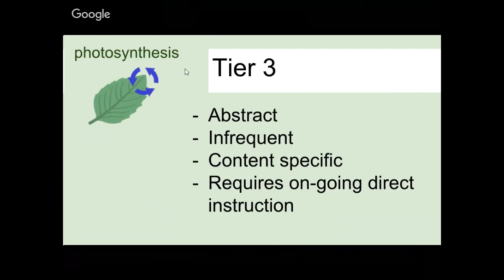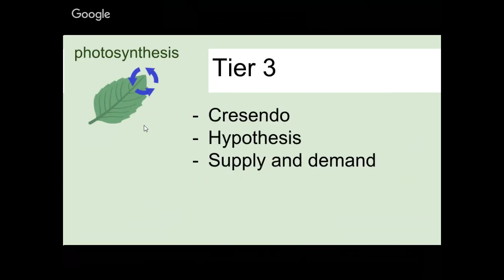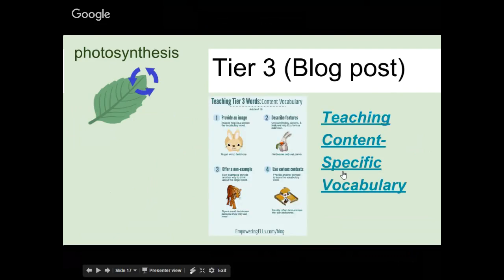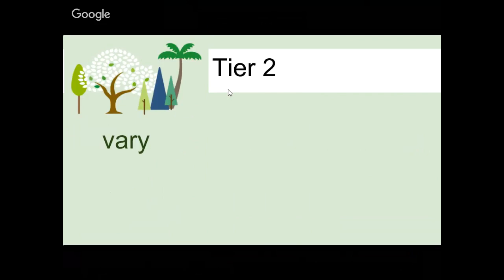It takes the science teacher and the English teacher time to teach photosynthesis over several days and through several examples. Other words are crescendo, hypothesis, supply and demand. These are all tier 3 words because crescendo happens in music, hypothesis happens in science only, and then supply and demand only happens in humanities and economics. In Article 18, teaching context-specific vocabulary words, I actually gave a very specific example of how to teach tier 3 words on my blog.